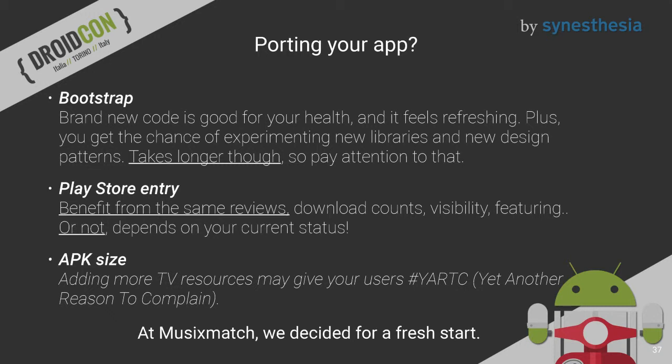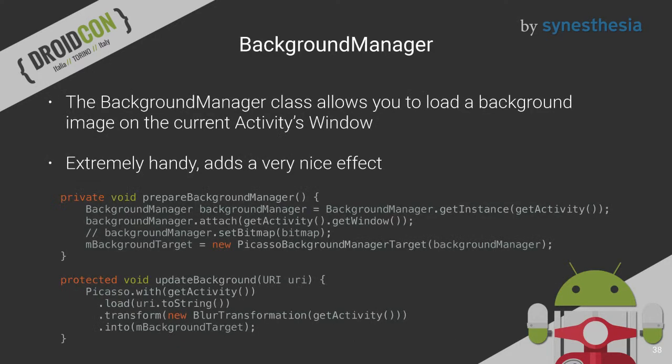You get an instance of the BackgroundManager class. You attach it to the current activity's window, and you can either set the bitmap object if you already have it decoded, or you can rely on an image loading library from the likes of Picasso or Glide or Fresco, and load it asynchronously. You should also consider adding some blur to the image because it adds a nice effect that doesn't distract the user from the content that much.